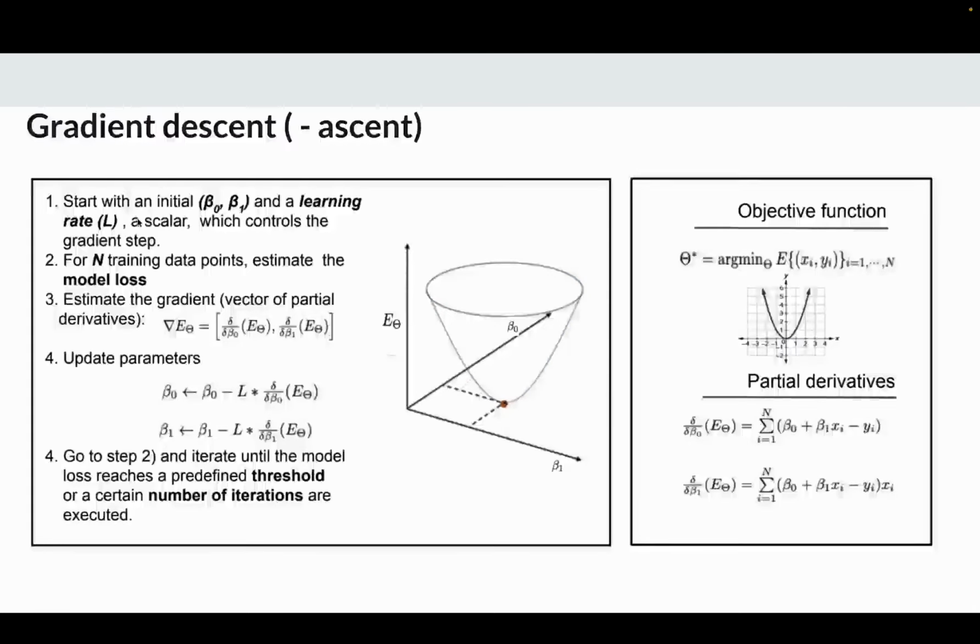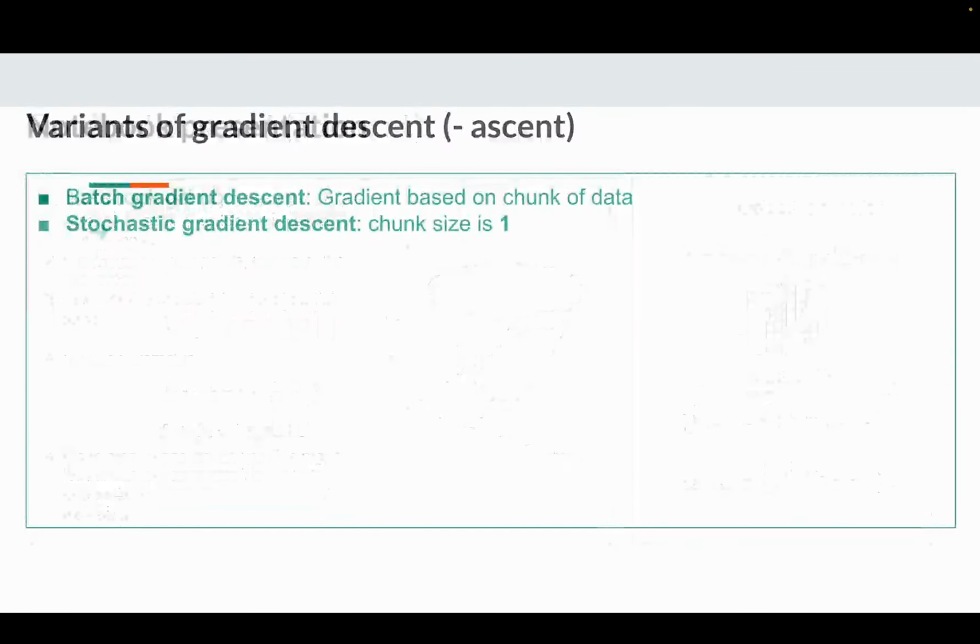So in summary, you start with the initial beta 0, beta 1. You fix a learning rate, you estimate your error, you take the partial derivative, and you update each of your parameters. And then you iterate over the process n number of times, or until you find that the derivatives are not changing. So this is all about the gradient descent algorithm.